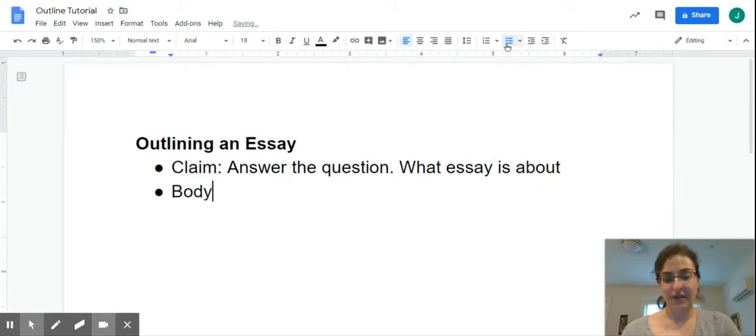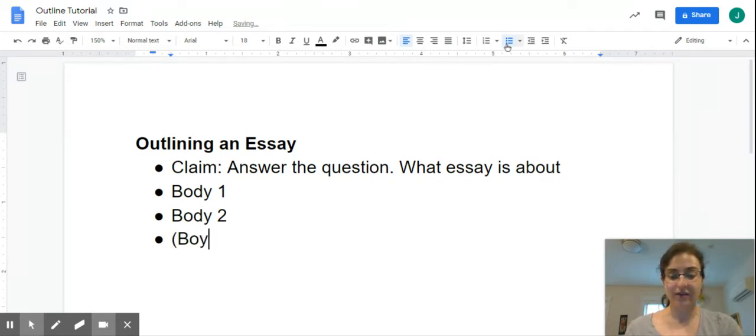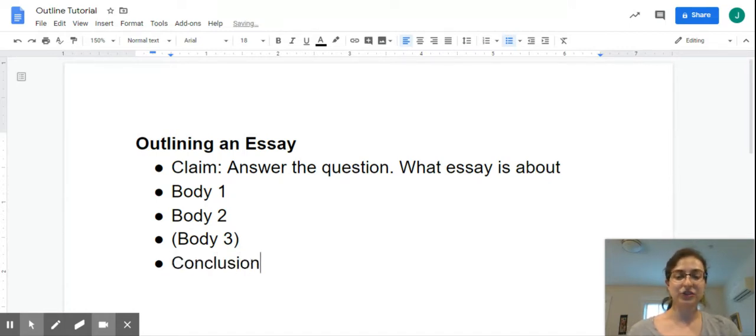After the claim, you then start to sketch out your body paragraphs. I'm going to require 2 body paragraphs. You could have a third, depending on the question you answer and how much you have to say about the topic. Some outlines will then have you put a conclusion at the end. Because a conclusion is mostly the same as your intro, I don't require that in an outline, so we're going to skip that step for now.